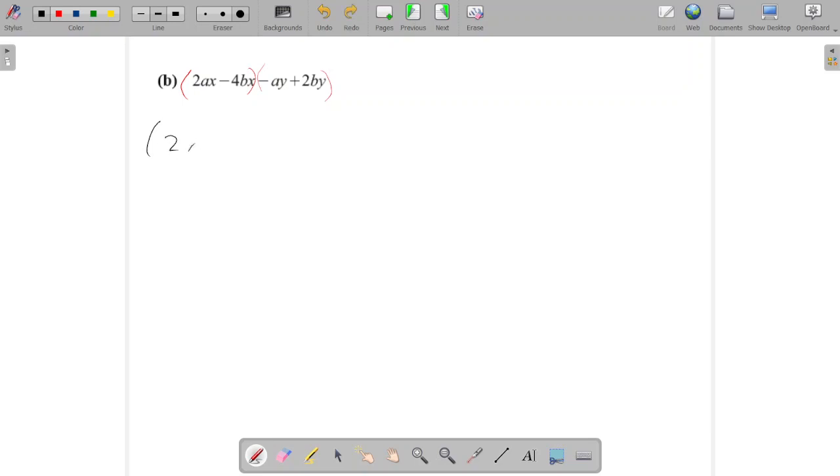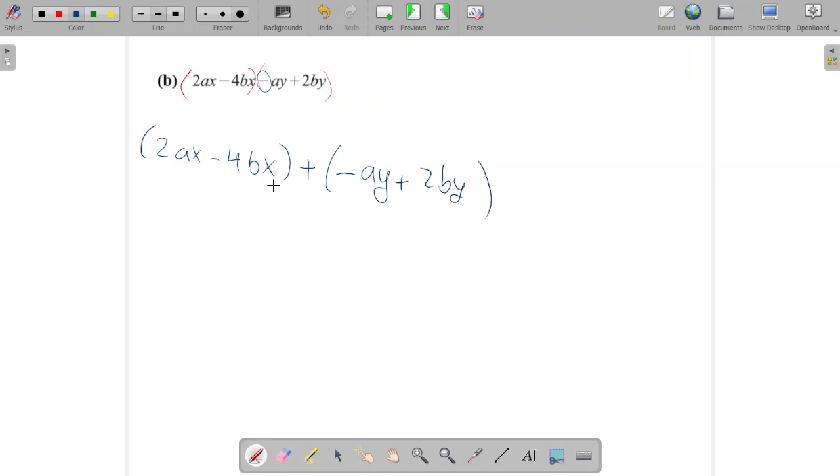2ax minus 4bx, close bracket, plus. This is one of the mistakes that you did. Sometimes you confuse the minus with the plus. Plus, you put everything, the minus ay plus 2by, inside of the bracket.